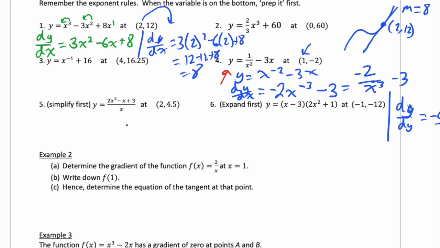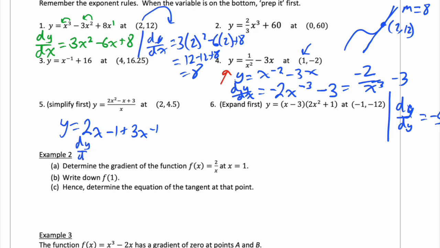Okay, let's take a look at number 5 here. Yeah, we got x in the denominator. That means we can divide everything here by x. So we're going to divide every term by x, and you get y equals 2x, and then x divided by x is 1. And that's 3 divided by x, which is 3x to the power of negative 1.